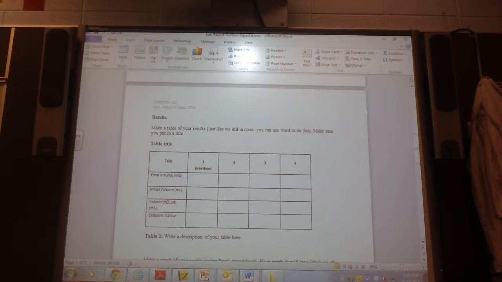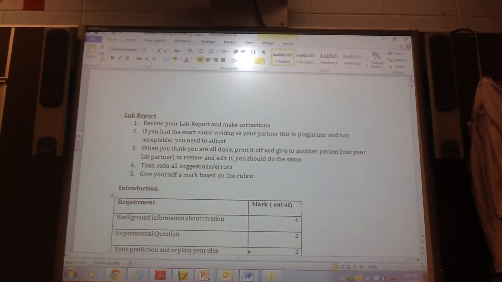I marked lab reports forever, and my prof would say, this is what I expect, so I'd have to follow every single thing. So that's kind of how I made your marking rubric, is how I would have to do it in university when I was marking them.